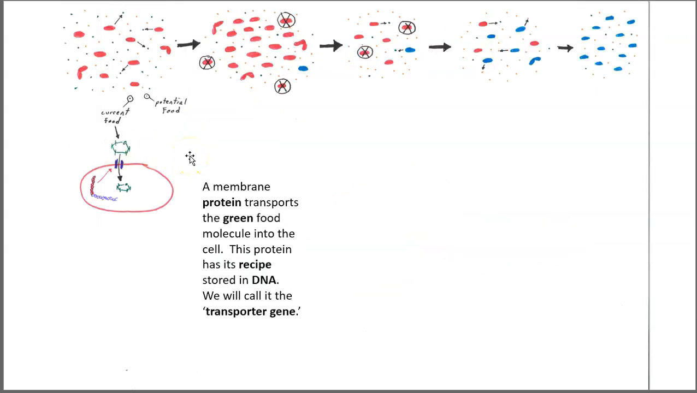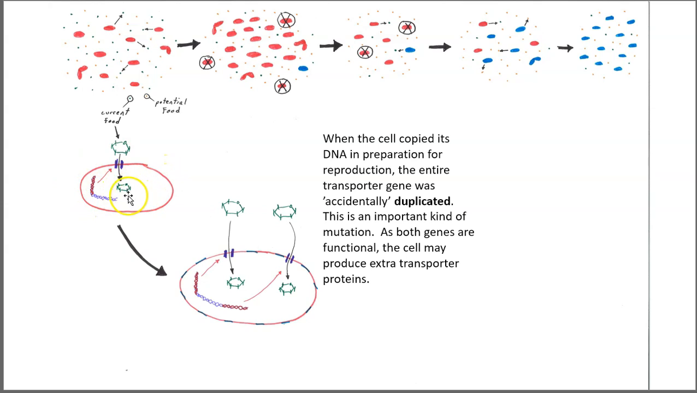Okay, let's return to our story then. Here we have the red bacteria eating the green food. Now, why can they eat the green food? Let's take a look down here. They can eat the green food because they have a protein that is specialized to import the green food molecule into the cell. Like all proteins, this transport protein has a corresponding recipe, a gene. We'll call that the transporter gene. Now, when the cell copied its DNA in preparation for reproduction, the entire transporter gene was accidentally duplicated. And this is an important kind of mutation.